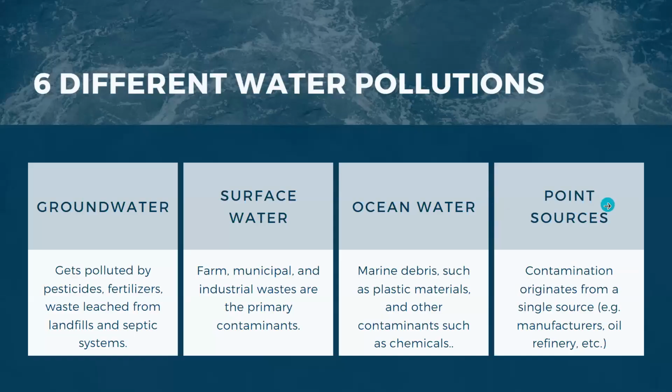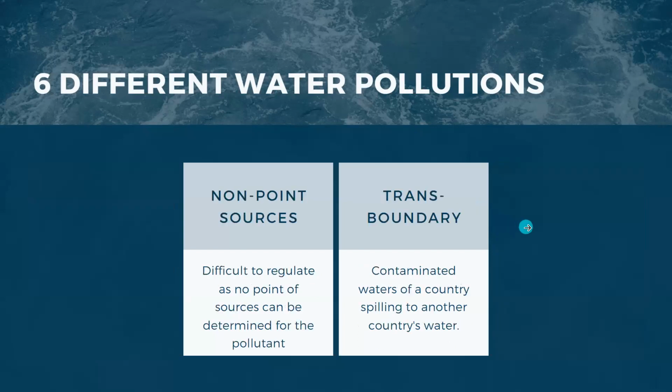So, there are six different types of water pollution. Now that we know what water pollution is, let us now tackle each and every different types of it. So, we have groundwater, surface water, ocean water, point and non-point sources, and transboundary. Another aspect is the types of contaminations.